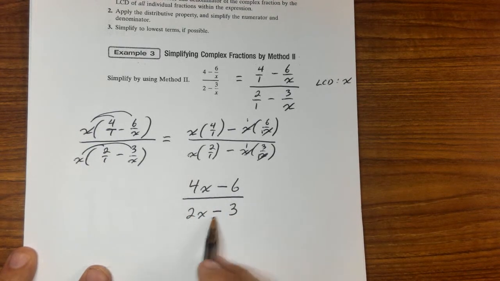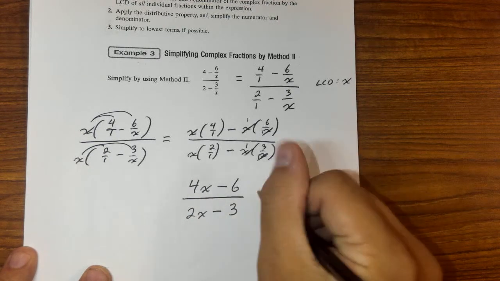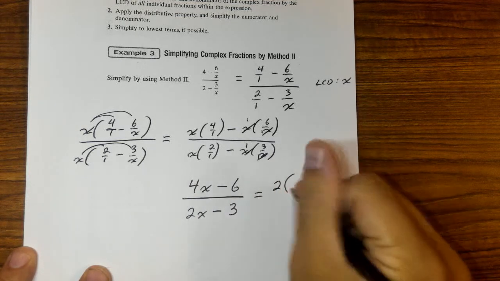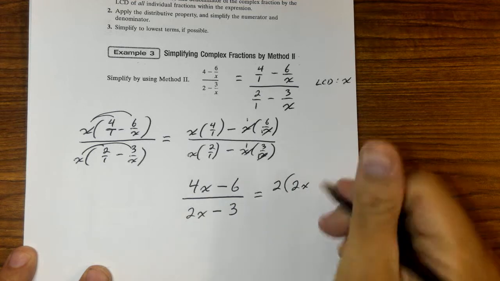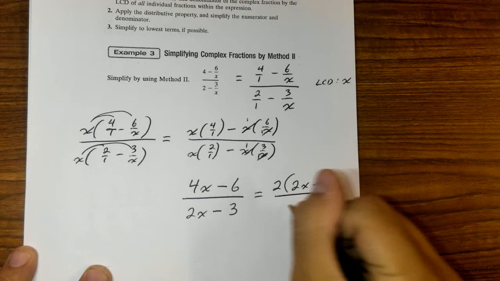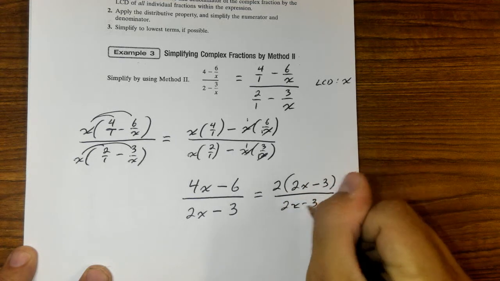Now, the numerator can be factored further. Notice all the fractions are gone, but the numerator can be factored further by factoring out a GCF of 2. So 2 gets factored out. 2 times 2x gives us 4x. 2 times minus 3 gives us minus 6. That divided by 2x minus 3.